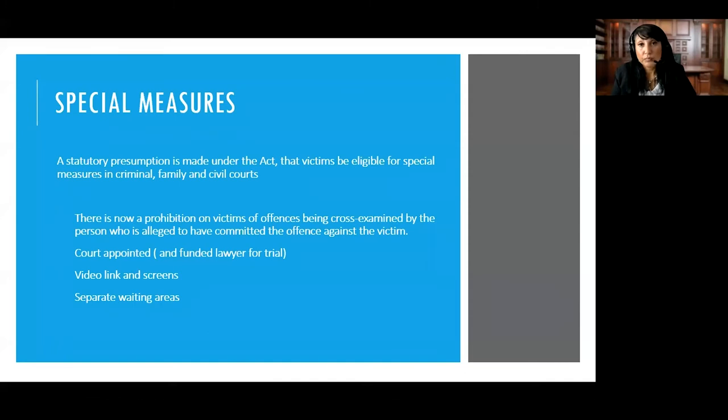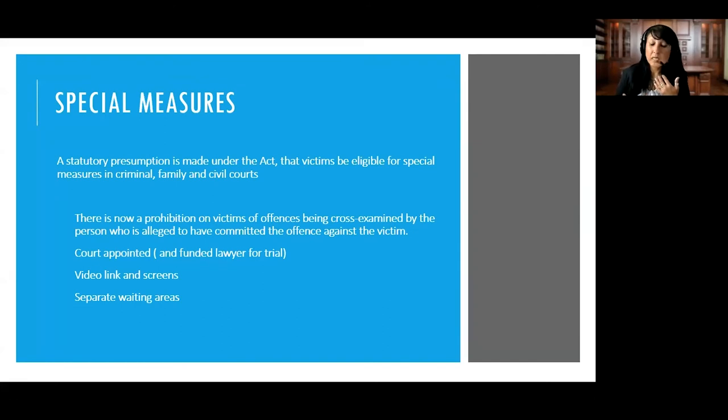So there will be a presumption that all alleged victims will be eligible for special measures in all the courts. There will be a statutory prohibition on any victim being cross-examined by the person they are alleging to have committed the offence against them. The court on trial will appoint a court-funded or state-funded lawyer for the purposes of trial. They won't be a legal advisor able to give legal advice generally on the case, but they will be there to conduct the cross-examination both ways. So it will work both ways.